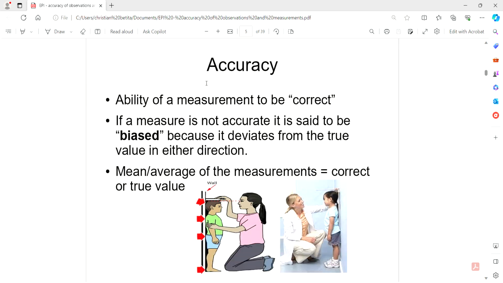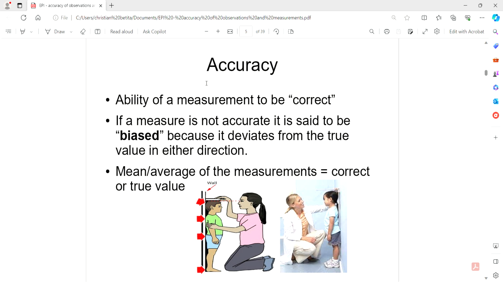Now, accuracy is the ability of a measurement to be correct. If a measure is not accurate, it is said to be biased because it deviates from the true value in either direction. So if the mean or average of the measurements is equal to the correct or true value, then this is said to be accurate. This is what we refer to as your accuracy.